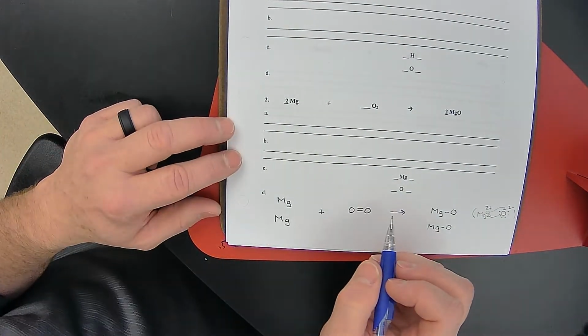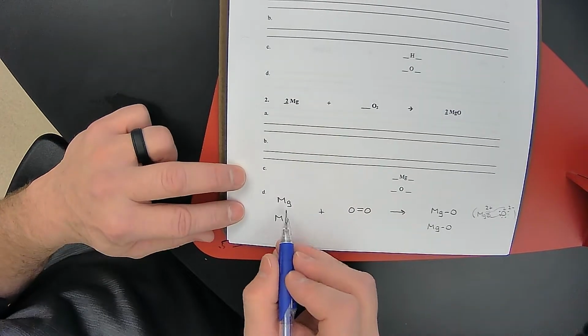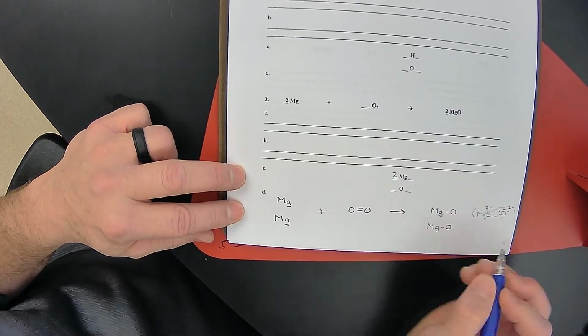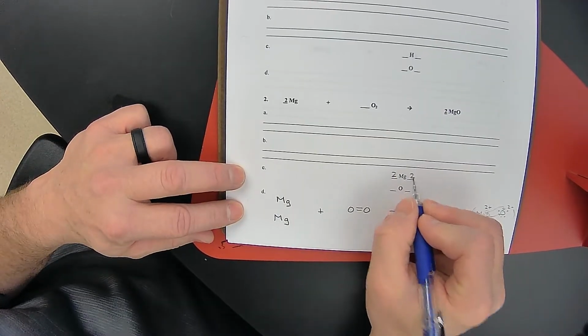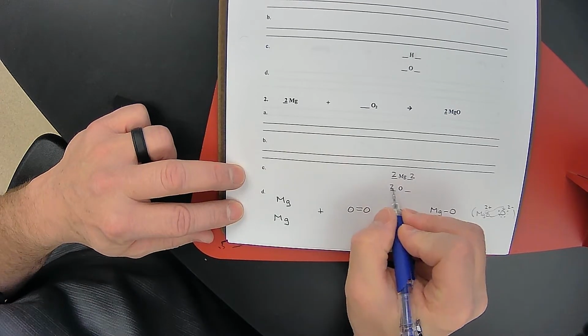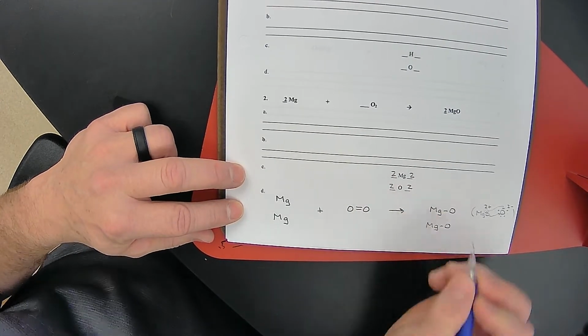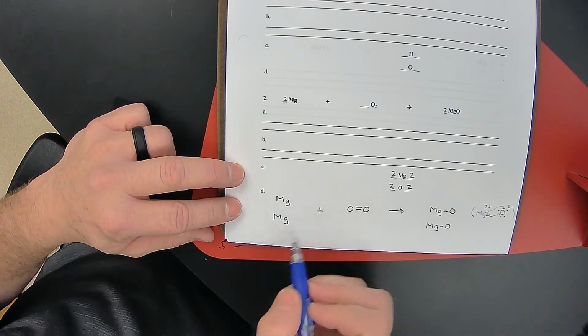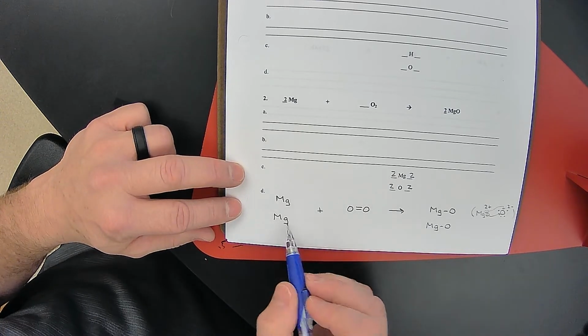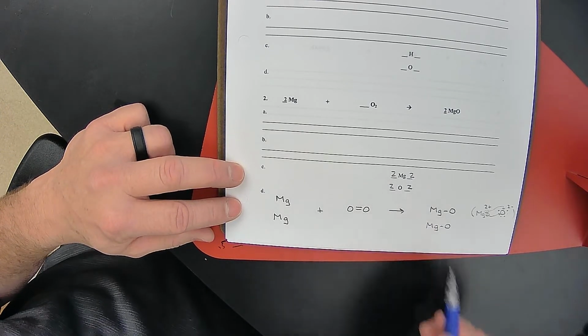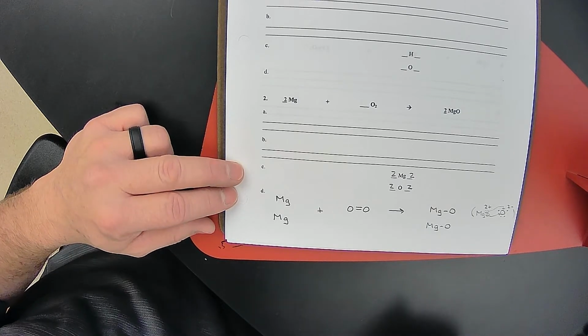When we look at the atom inventory, we count. There's 2 Mg's on this side, and there's 2 Mg's on this side. There are 2 O's, and there are 2 O's. So the equation is balanced. The number of atoms of each element are the same on both sides of the equation.